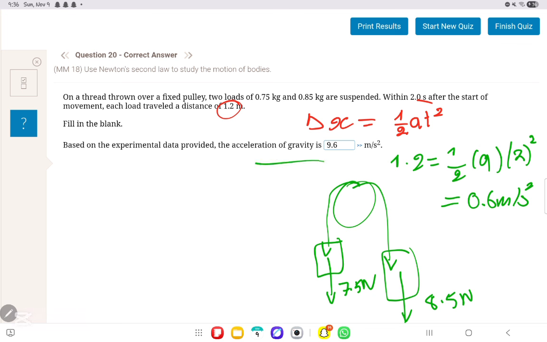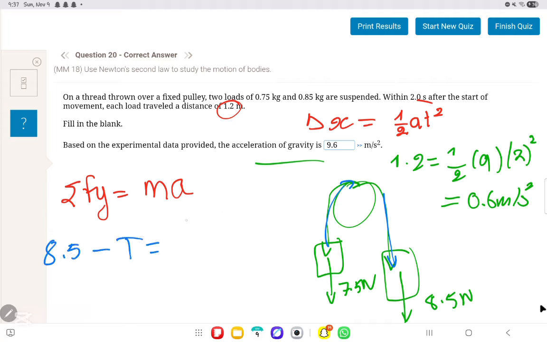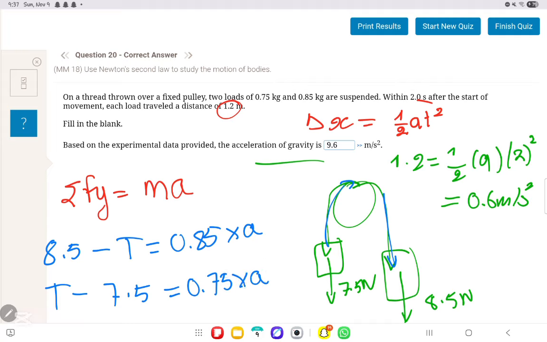Now how do I find the acceleration? Very simply, sigma Fy is equal to ma. We know that the 7.5 newtons goes up and the 8.5 goes down. This means 8.5 minus tension is equal to the mass, 0.85, times the acceleration a. And then the tension, because it's greater than the 7.5 newtons, will pull it up: tension minus 0.75 times the acceleration a. Now we add them together.